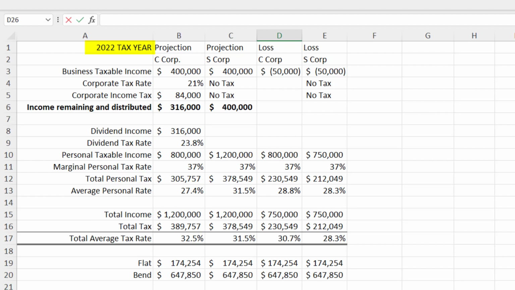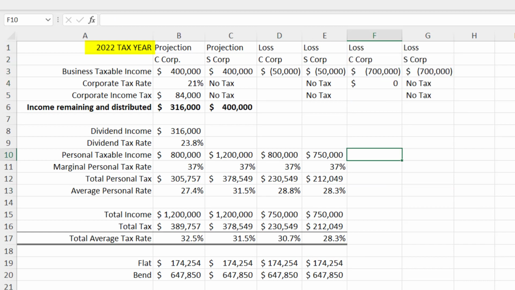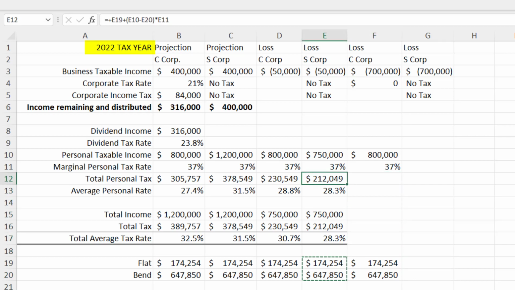Okay, let's take a look at another situation. What would happen if they had losses of a lot of money? Okay, so let's come down and take a look at their tax, their personal tax. They still have the $800,000 salary. They are still in the 37% tax bracket. That bend point has still not changed at all. So these formulas can be copied down and come over here.